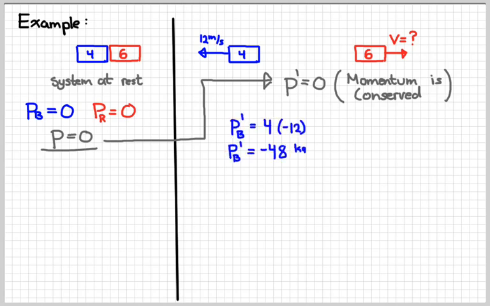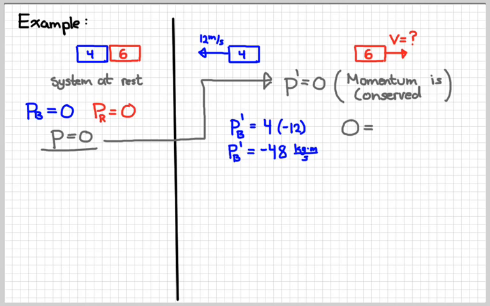Now I know what the momentum of the blue object is because I know both its mass and its velocity. I'm going to assign the 12 meters per second to be negative, so it's going to the left. And so the momentum of the blue object is negative 48 kilogram meters per second.